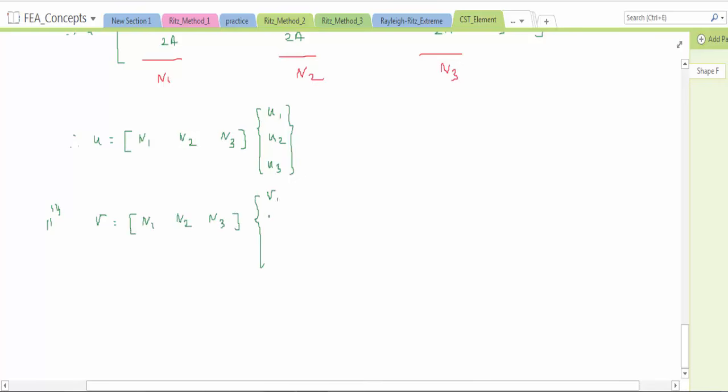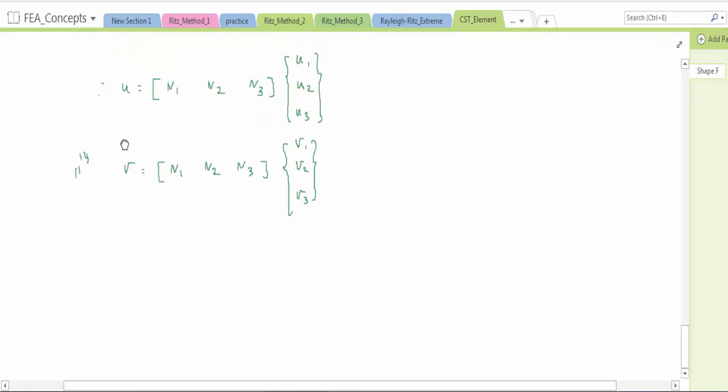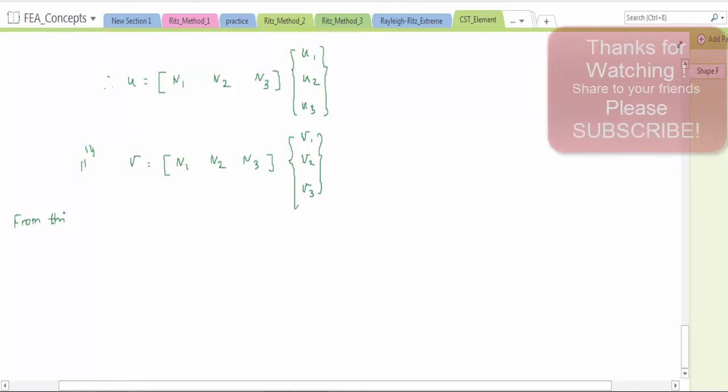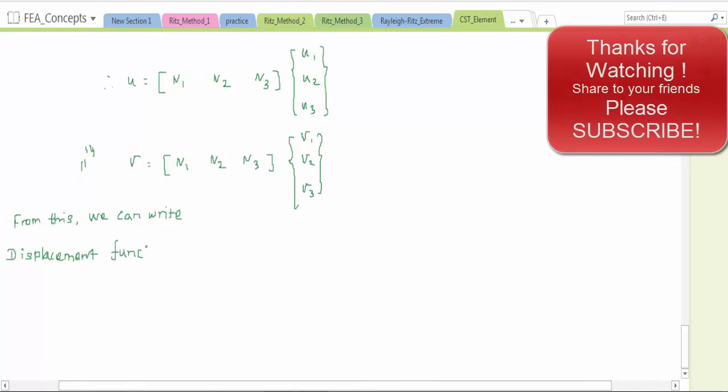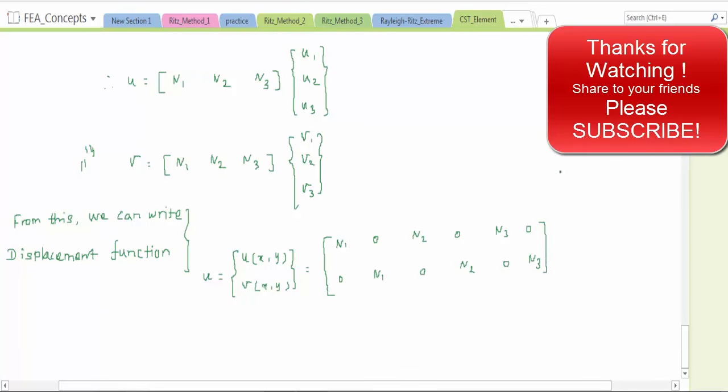Similarly, if you take it for v, the similar terms will be there, only the displacements v1, v2, v3 will change. So this whole term can be written as a displacement function, that is u of x, y and v of x, y equals N1 0, N2 0, N3 0 and 0 N1, 0 N2, 0 N3. If you multiply it with u1 v1, u2 v2 and u3 v3, you will get the shape function.